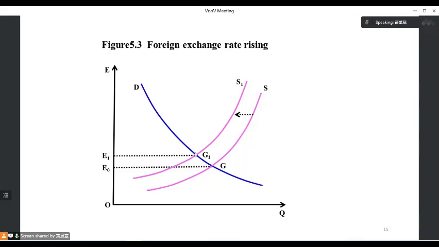And at the point G1, we find the foreign exchange rate becomes E1. This tells us the foreign exchange rate is rising. In other words, we can say domestic currency depreciates.